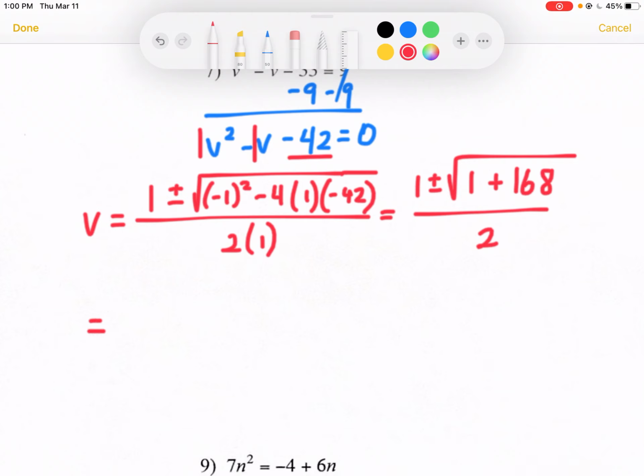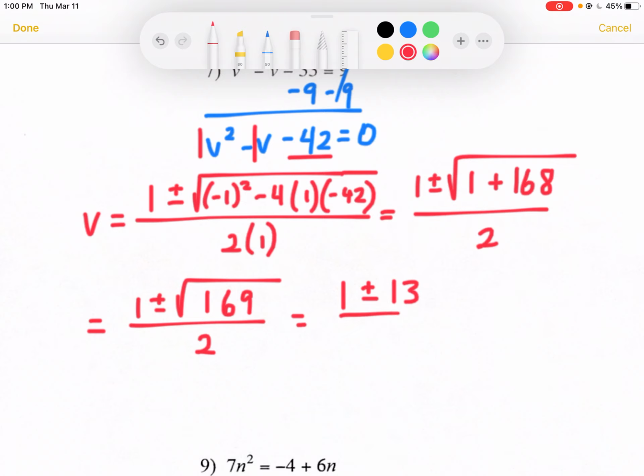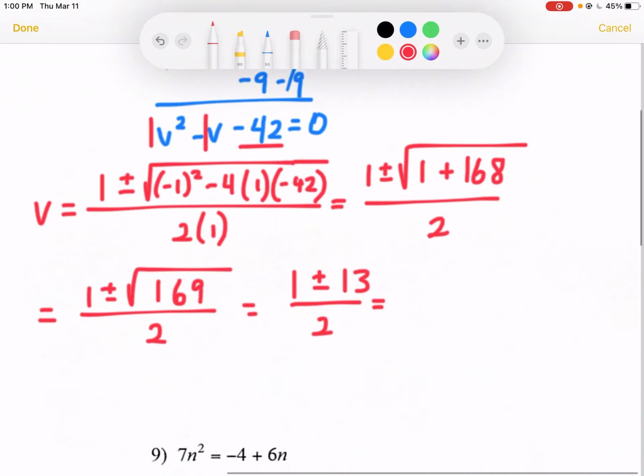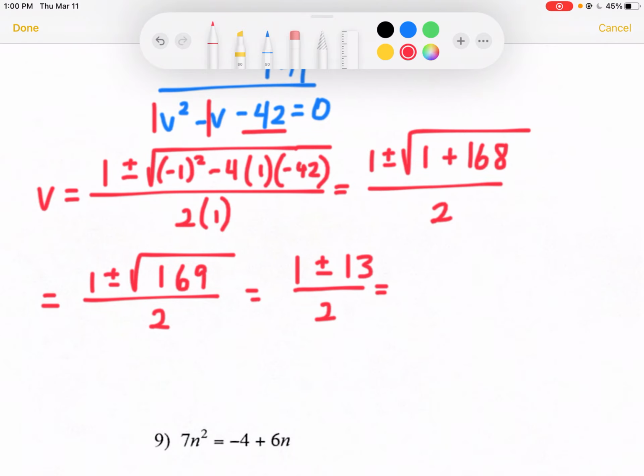Okay, so some tough math here. We're adding 1 to a number. So we'll have 1 plus 168, we get 169. And if you take the square root of 169, you get 13. So that simplifies quite a bit. Now we have some numbers we can work with. So 1 plus 13 is 14 over 2, and 1 minus 13 is going to be -12 over 2. So my answers are going to end up as 7 and -6.